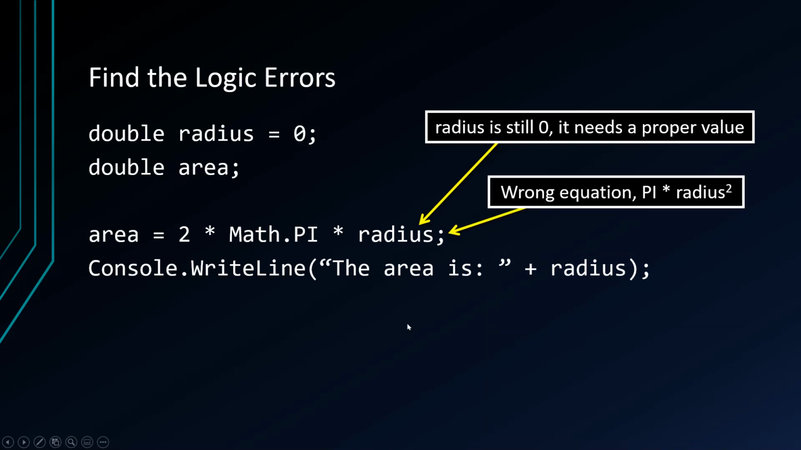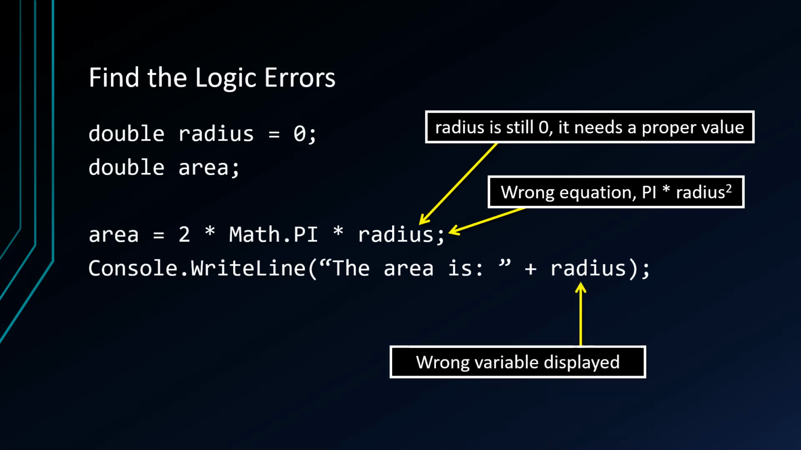We should have been doing pi r squared. And then finally, let's see if you guys caught the last one. The last one is in the output line. We're trying to display the area, but we accidentally wrote the radius variable there to concatenate, which means we outputted the wrong value. So those are three very simple logic errors and not uncommon.